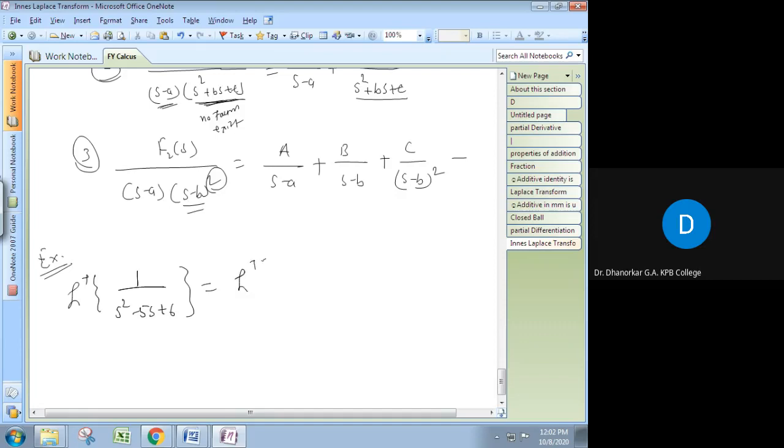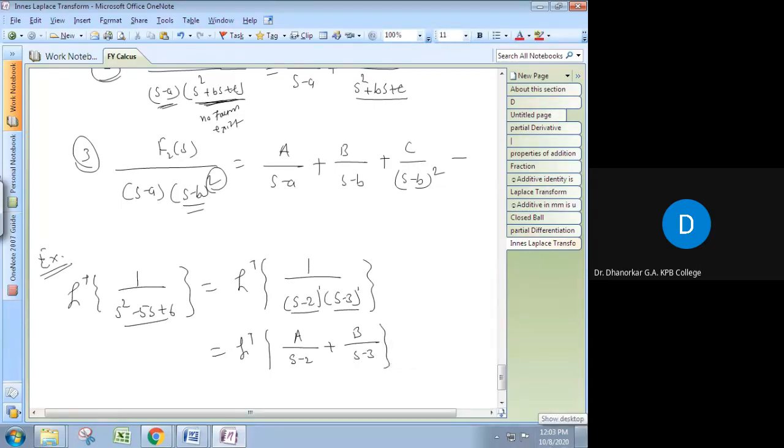This is L inverse of 1 divided by, what are the factors? s minus 2, s minus 3. These are the factors. Now we have to write these factors in this way: L inverse of, there are two distinct factors here, and both factors have degree 1. Therefore, I will write here A divided by s minus 2 plus b divided by s minus 3.